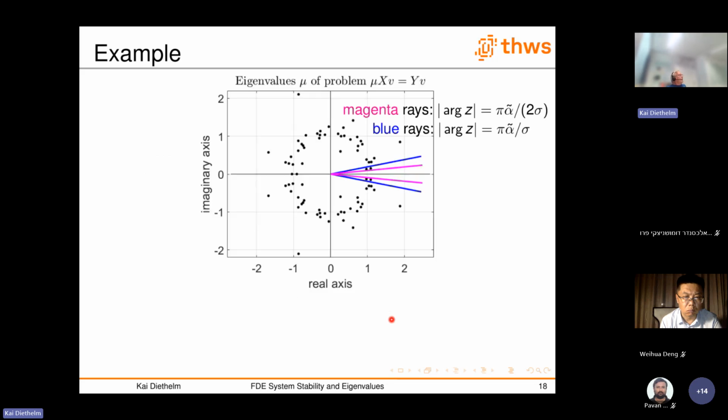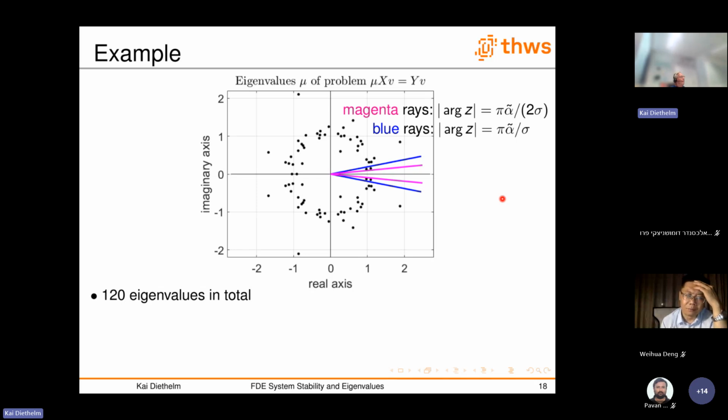So we can compute those eigenvalues, and here they are. This is a complex plane with one black dot for each eigenvalue. And we have those rays over here, the blue rays and the magenta rays. The blue rays designate the boundaries of the greater sector, so that's the boundaries of category 4. And the magenta rays, where the angle is just half of that for the blue rays, separate categories 4A and 4B. So what we have here is 120 eigenvalues in total.